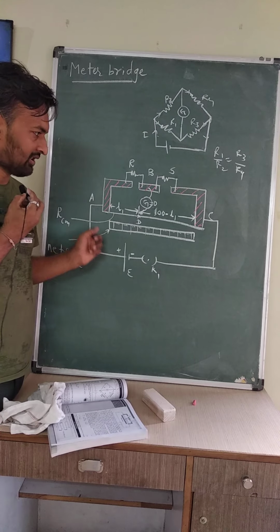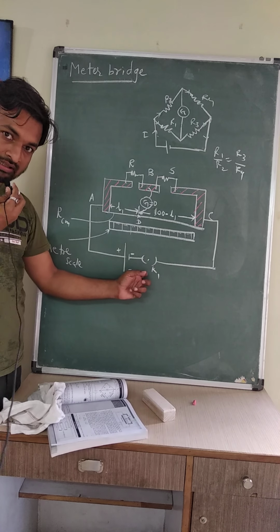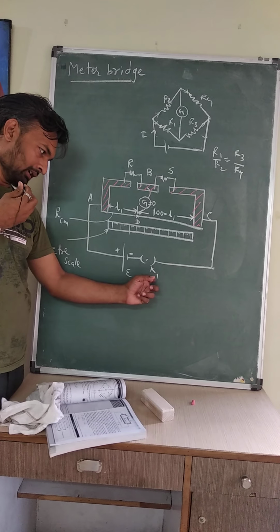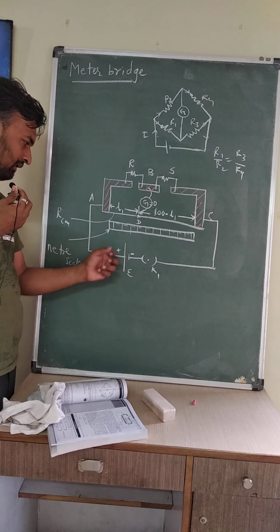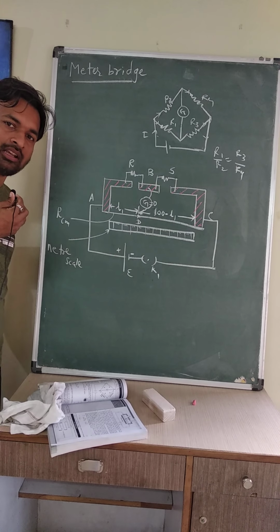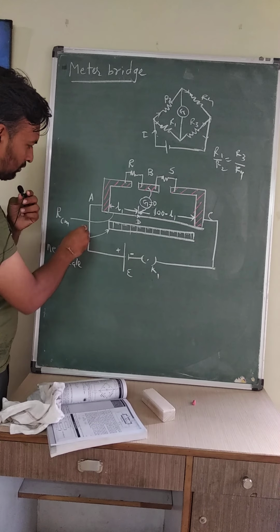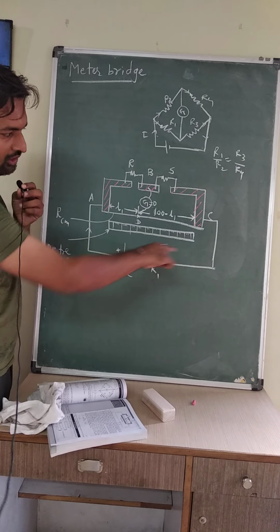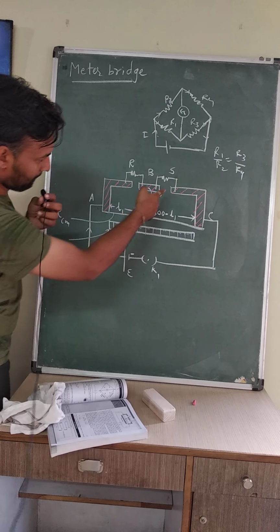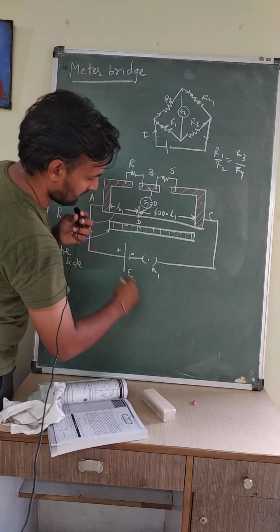Now A and C both are connected with the switch K1, and it is also connected with the cell E. As the current through the cell passes, that current will pass through these resistors. Now I am drawing the circuit for this portion.